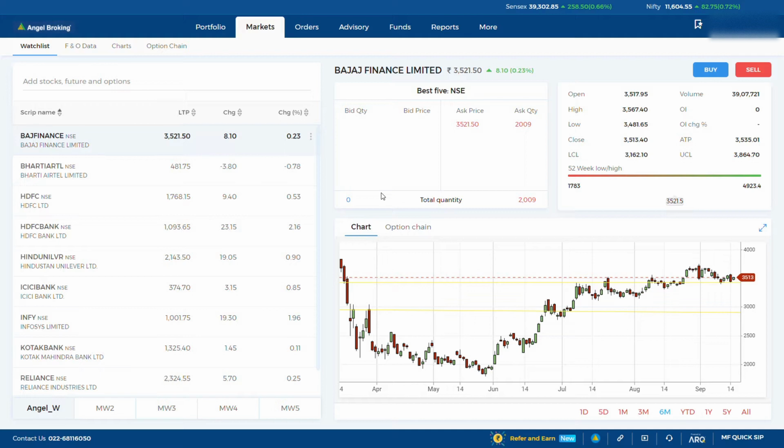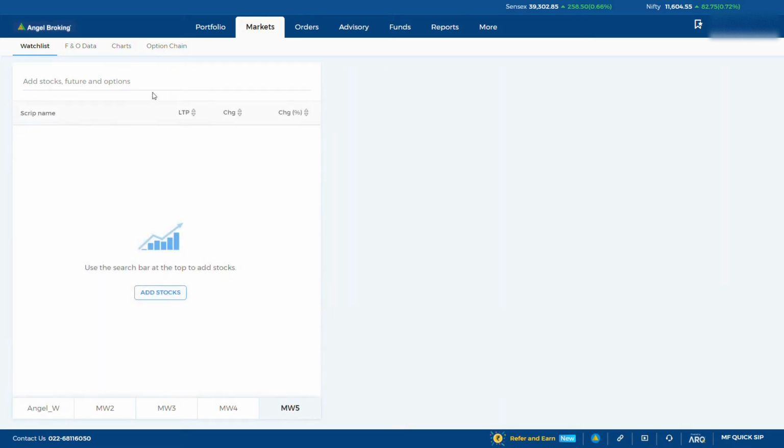I have already explained what support and resistance is in my previous video. So a pivot point is also a kind of support and resistance. This indicator is easily available on most brokering sites. Today I'll be using Angel Broking for the chart analysis. So I'll go to my watch list and add Infosys.